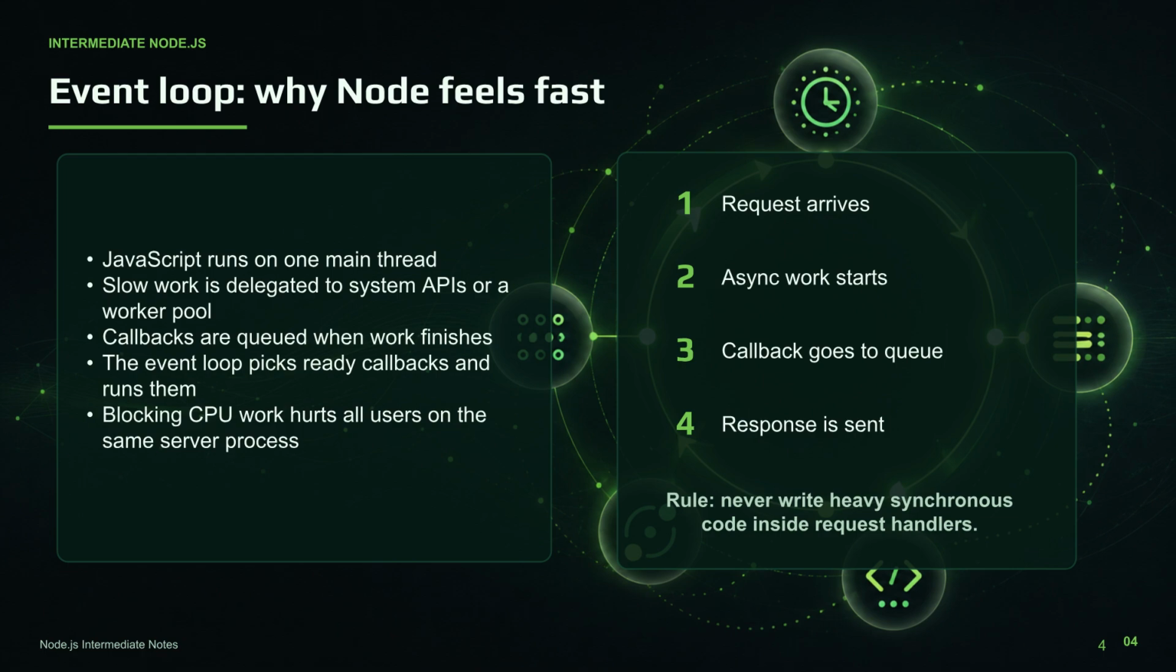Node.js feels fast because of its non-blocking event loop. When a request arrives, async work is delegated to system APIs. Once complete, the callback is queued and eventually executed. Remember the golden rule: never write heavy synchronous code inside your request handlers, as this blocks the entire server process.